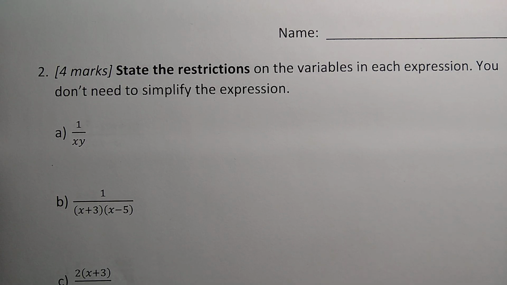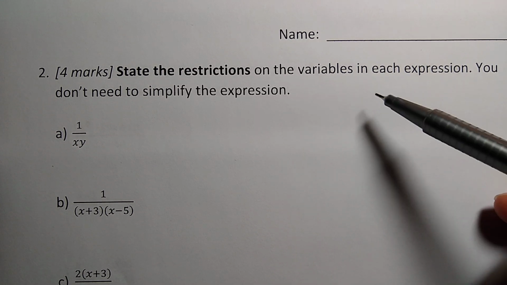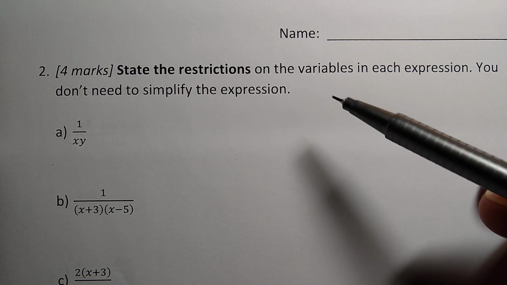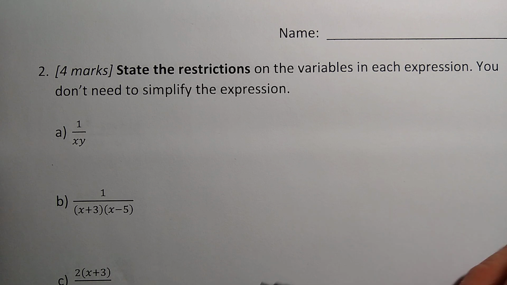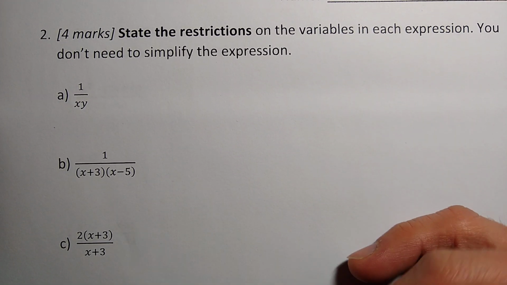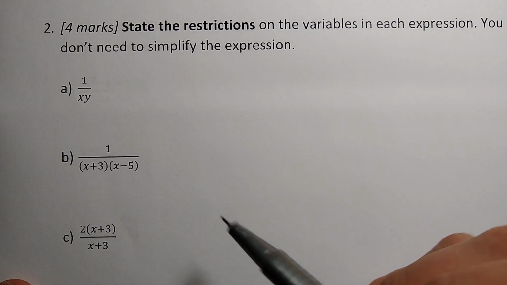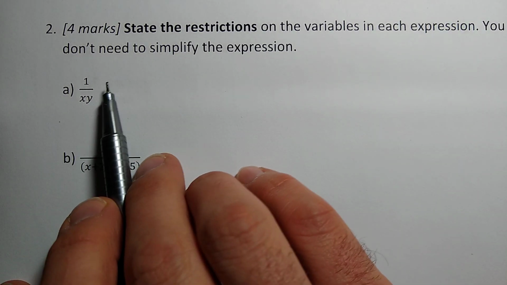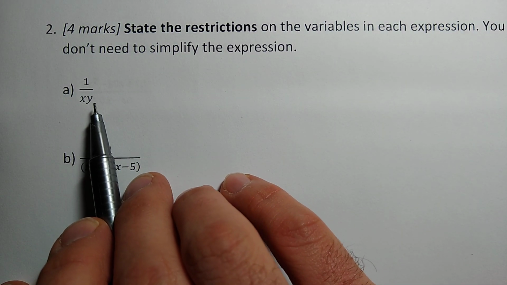Okay, so let's start the second page. Here we need to state the restrictions on the variables in each expression. We don't have to simplify the expression, and that's because all the denominators have been simplified enough for us to work with. So in this one, we have 1 over x times y.